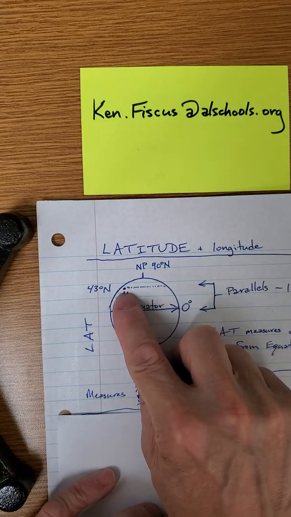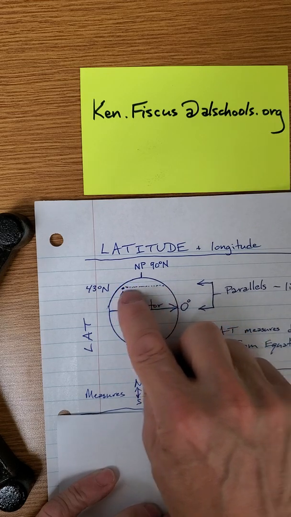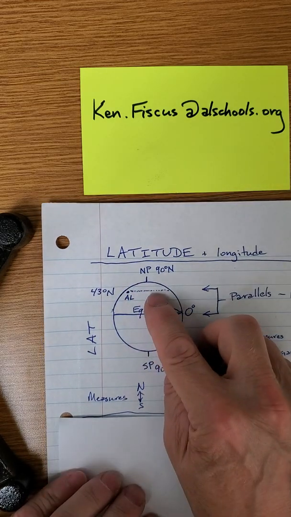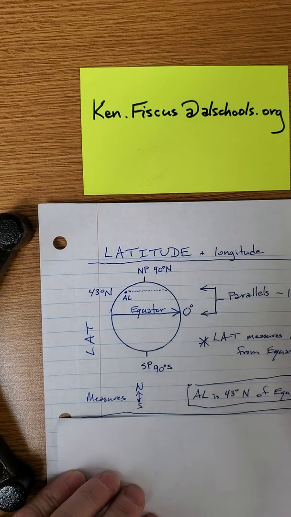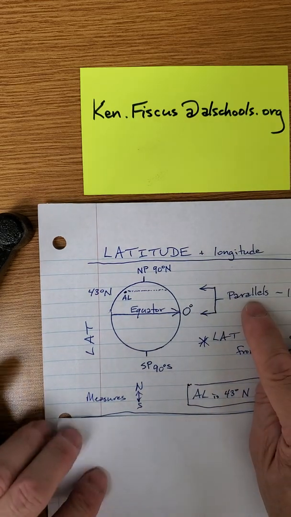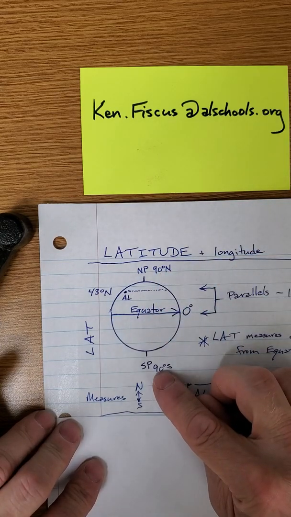That little dot is Albert Lea, and that's our line of latitude right here. Notice that these lines are not getting closer together or farther apart because they're parallels. Lines of latitude are called parallels. That says 90 degrees north. This says 90 degrees south.